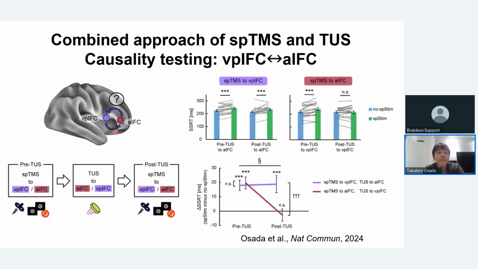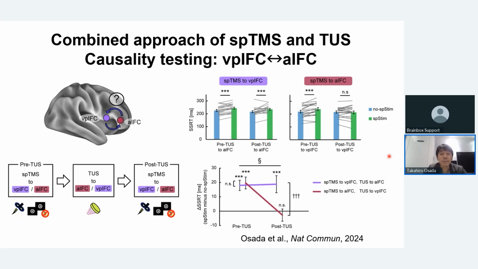Finally, we investigated the relationship between the downstream areas, BPIFC and AFC. Same protocols of TUS and single pulse TMS were applied to these regions. TUS was used for sustained suppression, and the transient disruption effects were compared before and after TUS by single pulse TMS.